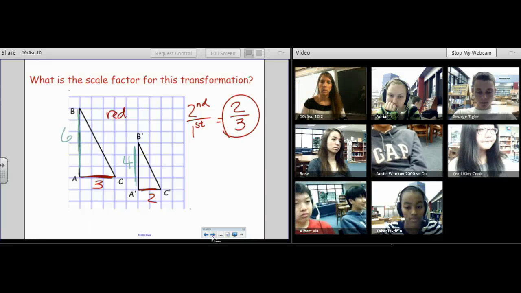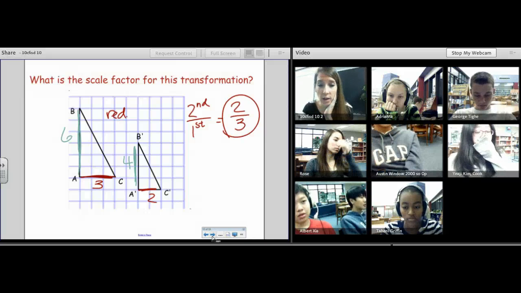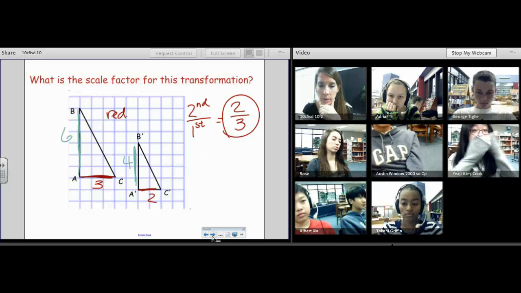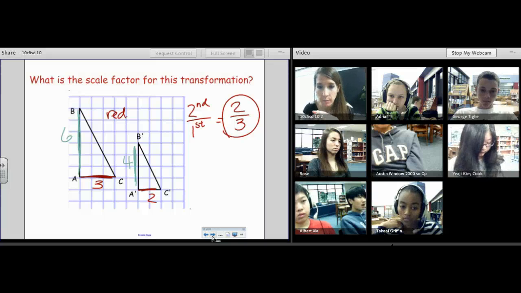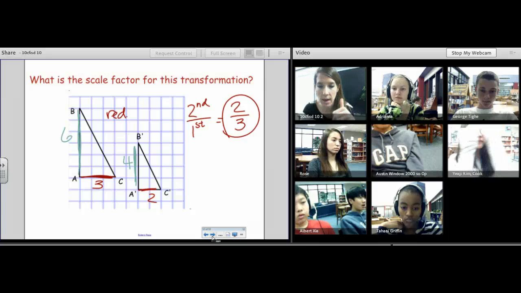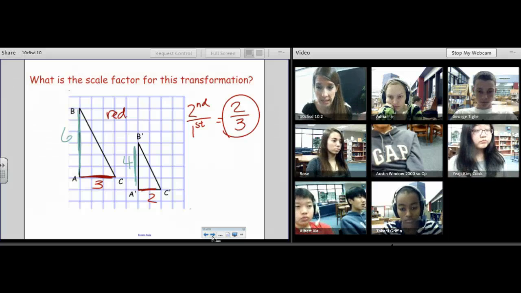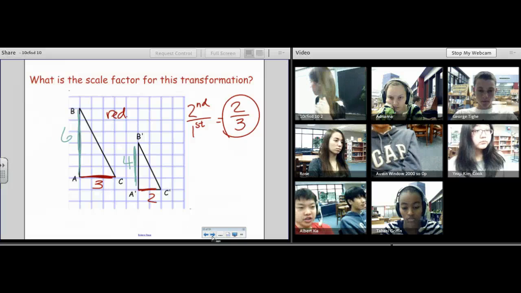So, when you're on the coordinate plane, you want to find sides of your figure that are either horizontal or vertical. You never count diagonally on the coordinate plane. Never count diagonally on the coordinate plane. So you can use AC and A prime C prime, or you can use BA and B prime A prime. So you can do 2/3, or you can do 4/6, but you would have to reduce the 4/6, obviously, if you chose to do the vertical lines. Okay?